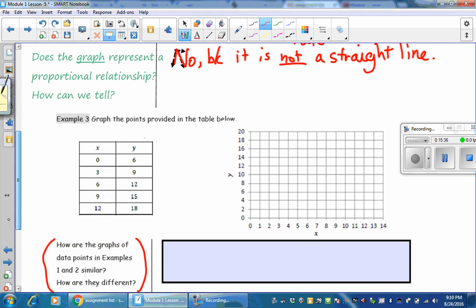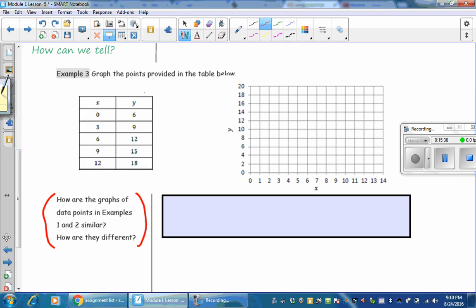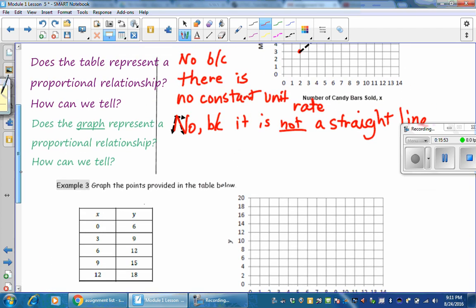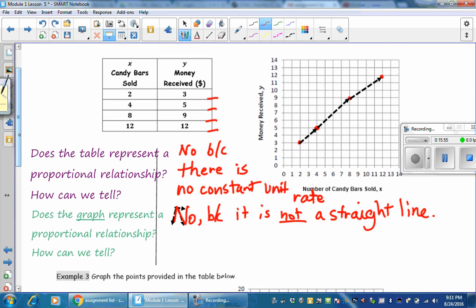Let's make sure we're in the right section here. All right, so the data points in example 1 and 2, one of them had a straight line and the other one didn't, and they both go to the origin. So let's take a look at this example, and you think, well, we didn't draw the point to the origin. But if you graphed it, if you buy 0 candy bars, you would get $0, and then we draw a line there. So it does go to the origin.